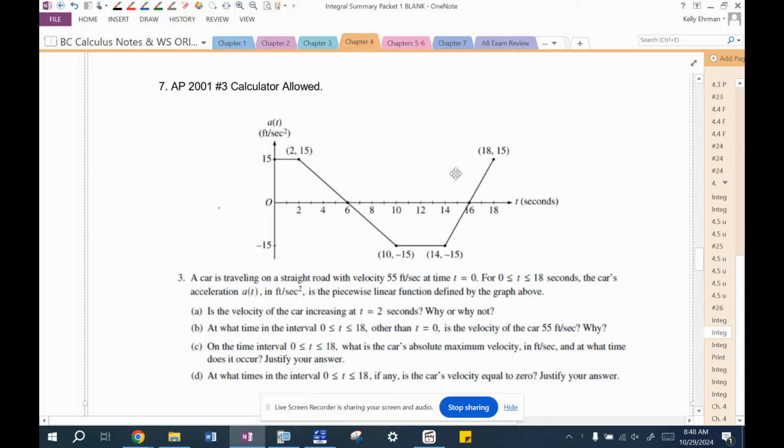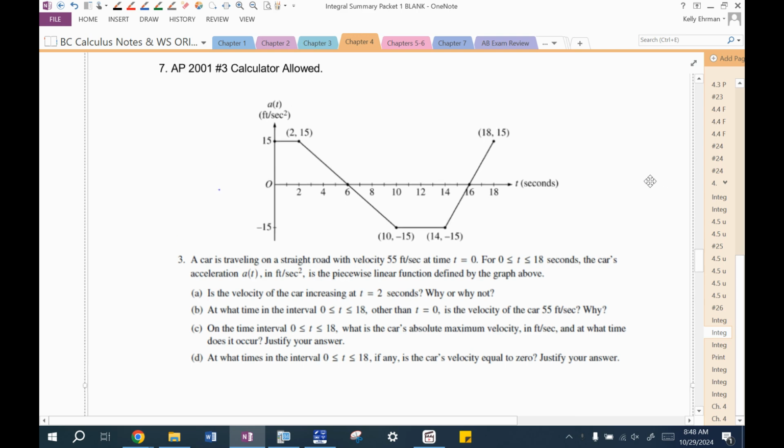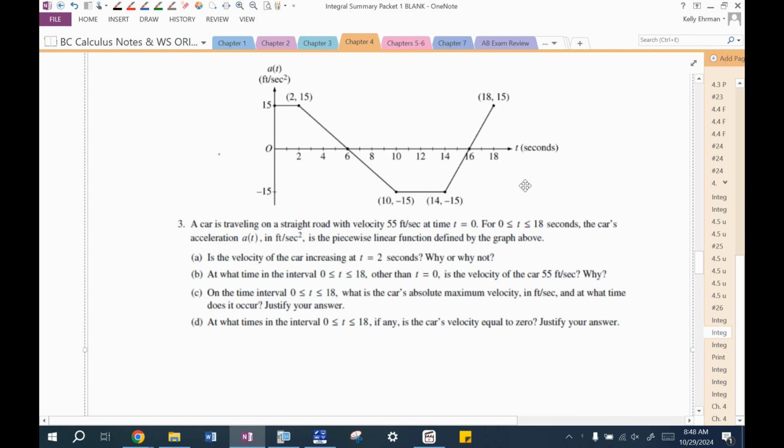All right, for this page, we're working on problem number 7. This is a free response from the 2001 AP test, and calculator is allowed. I have posted the scoring guidelines, which I would encourage you to look at for any AP problems we do so you can see exactly what you get points for.